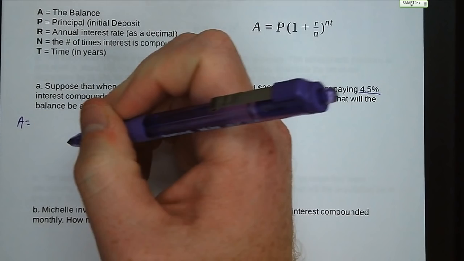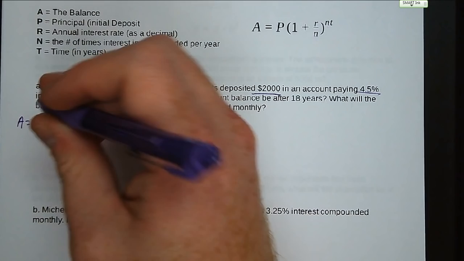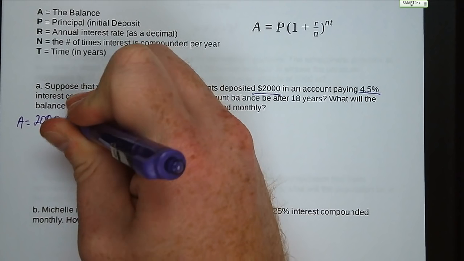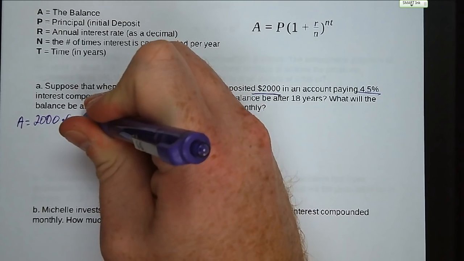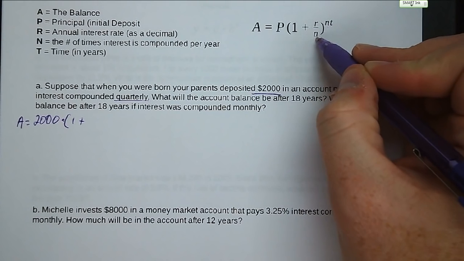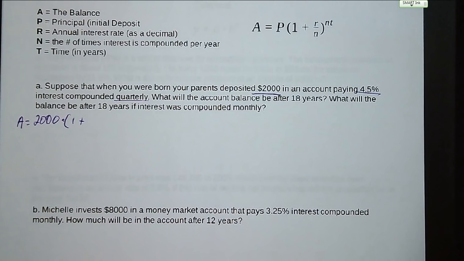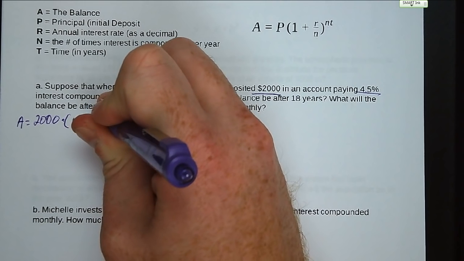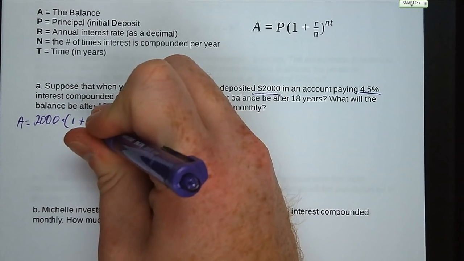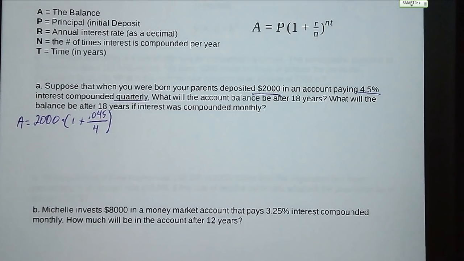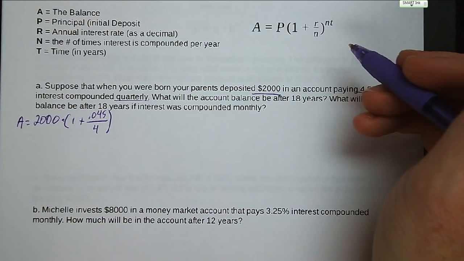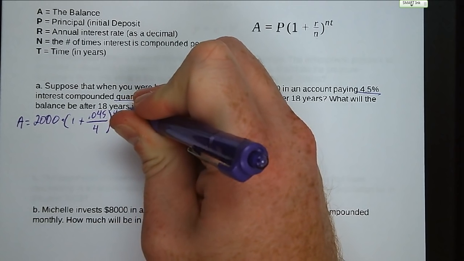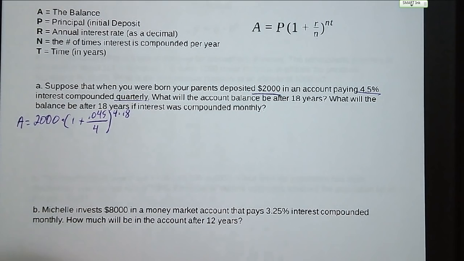A is equal to our principal, the amount we deposited, $2,000, times, parentheses, 1 plus the rate over the amount of times interest was compounded. So our rate is 4.5%, so that's 0.045. And we're compounding it quarterly. So that means 4 times per year. And it's being raised to the n, number of times that we're compounding it, times 18, how many years we are going to keep it in the account.